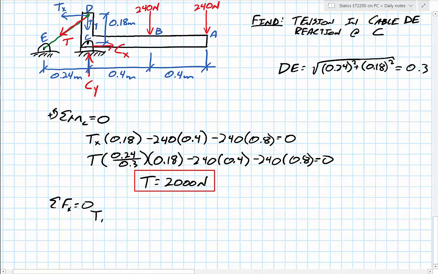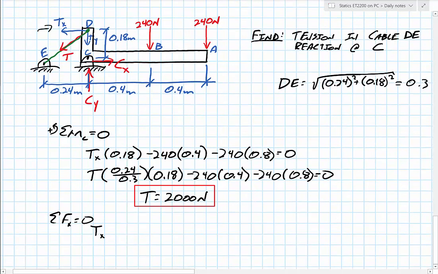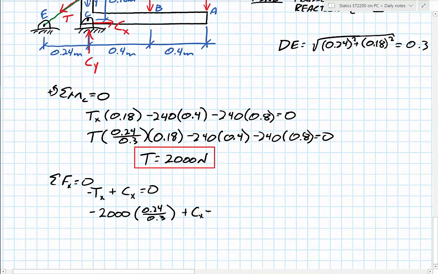So I know I have a tension in the x direction, and it's actually pulling in that negative x direction the way I have it. So I'm going to put minus Tx plus Cx and set the whole thing equal to 0. Now we've already talked about Tx. We have the magnitude of T, which is 2000. The x component would be this 0.24 over 0.3 plus Cx is equal to 0. Solve for Cx, and I got Cx is 1600 newtons. I got positive, meaning it's pointing to the right.